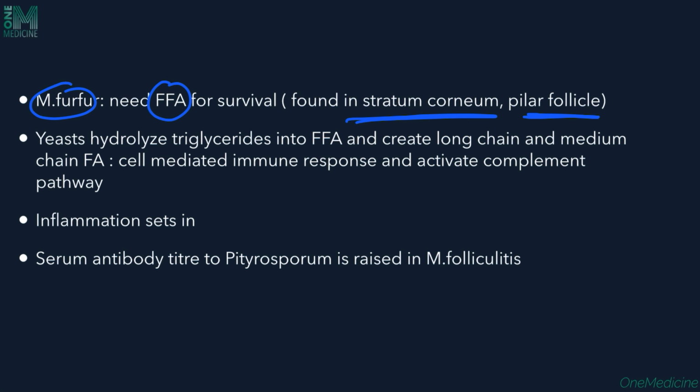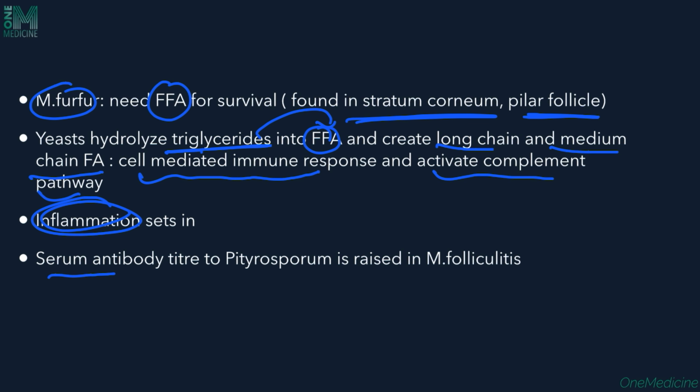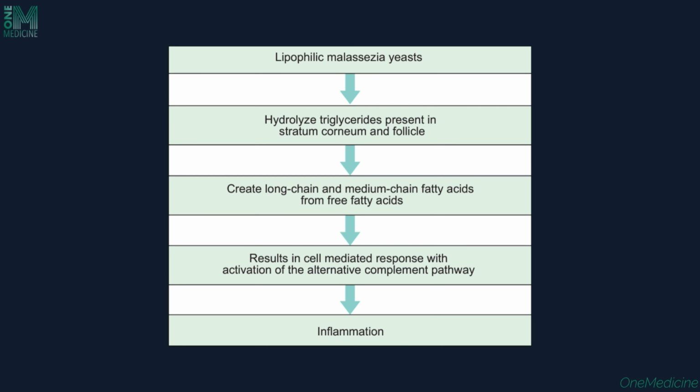These yeasts will hydrolyze the triglycerides into free fatty acids, and they will create long chain and medium chain fatty acids. These fatty acids will activate the cell-mediated immunity and activate the complement pathway, causing inflammation. Serum antibody titer to Pityrosporum is raised in Malassezia folliculitis. So antibody titers would be raised here. So this is the etiopathogenesis.